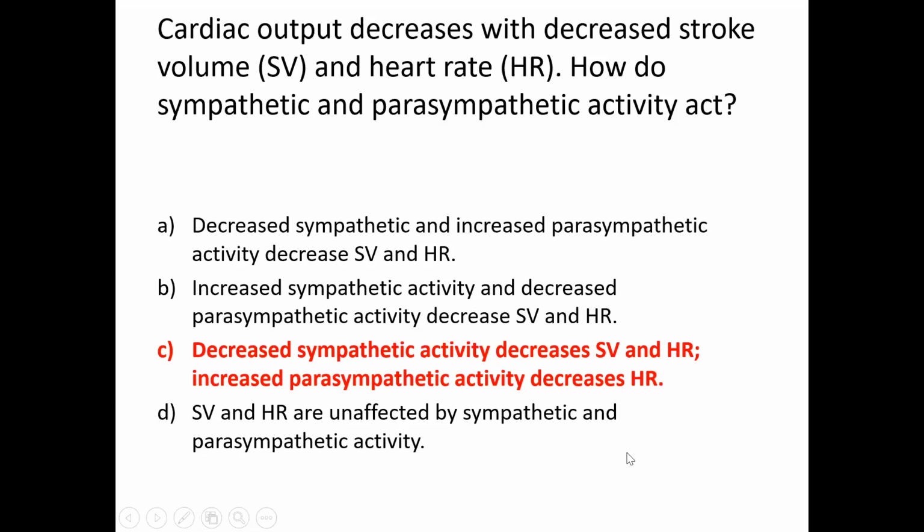Option B, increased sympathetic activity and decreased parasympathetic activity decreases stroke volume and heart rate. Again, parasympathetic activity does not have an influence on stroke volume, okay? It does not influence the contractility of the cells, and so we can pretty much eliminate these two options. Option D says stroke volume and heart rate are unaffected by sympathetic and parasympathetic activity. We know that that's not true, okay?